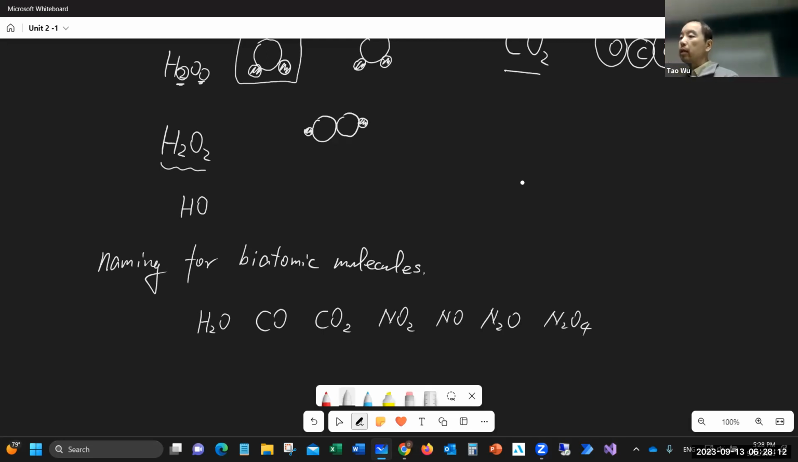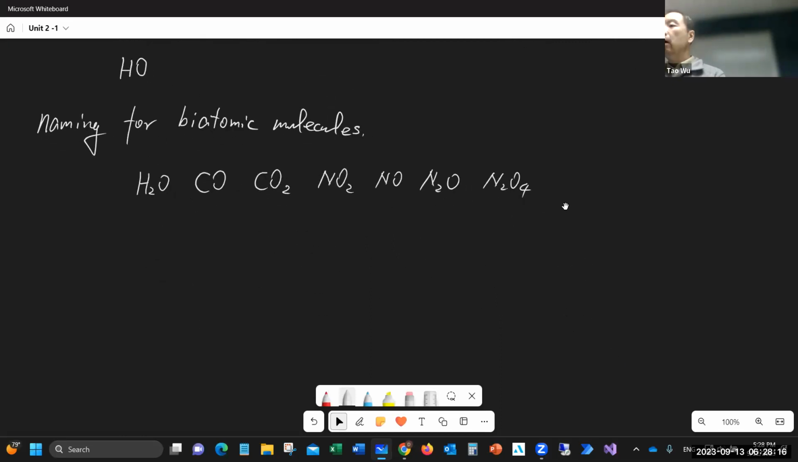When they name this, it's different from the ionic compound. How many atoms show in the molecule means something. For example, NO2 is different from N2O4. Those are 2 different molecules, so when you give them a name, it's also different. First, let's talk about how to name it.